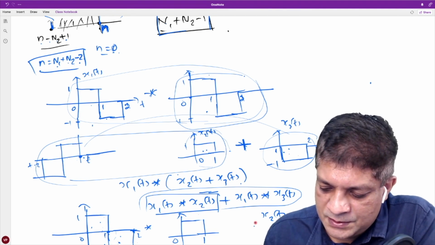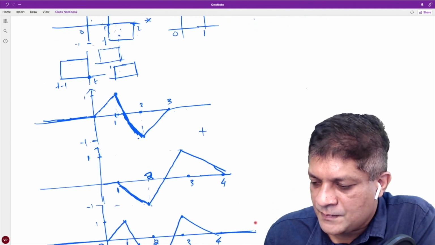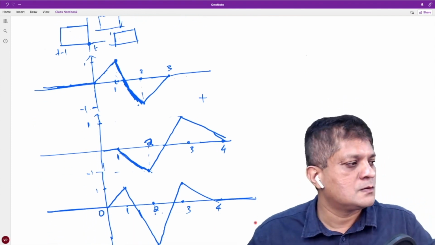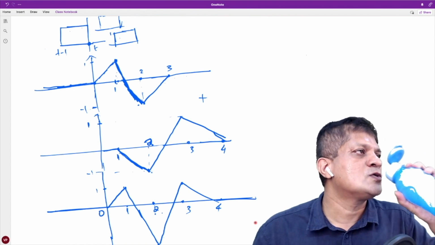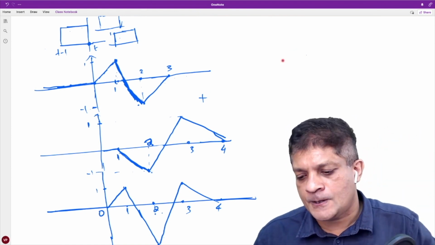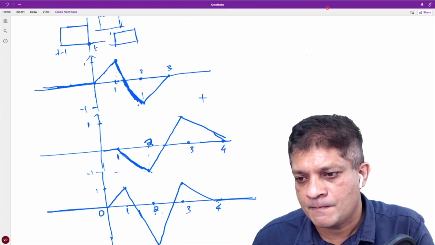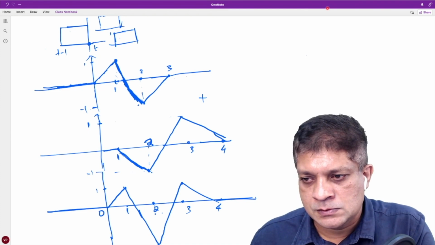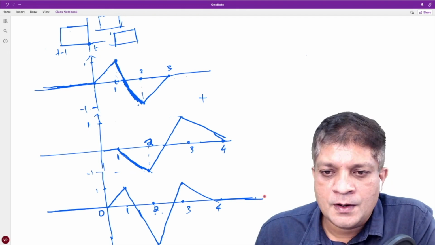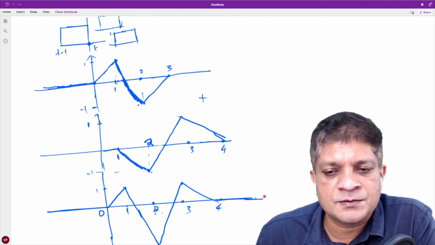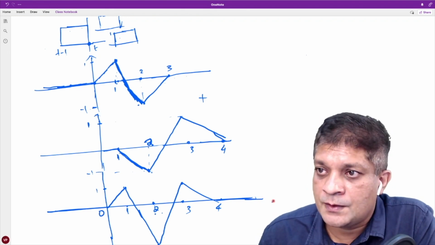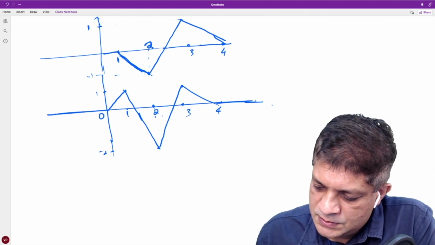Okay, any question regarding this? Properties of convolution? Okay, if you don't have any question, then let us discuss some applications of these properties in analysis of LTI systems.